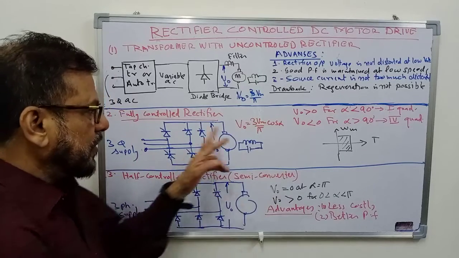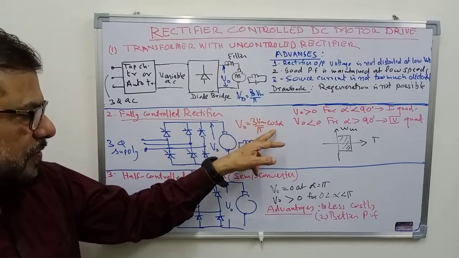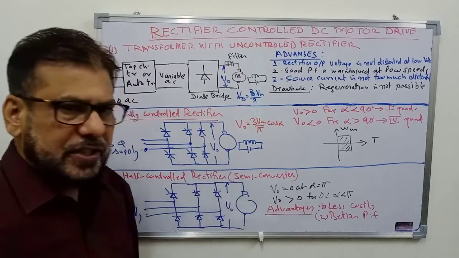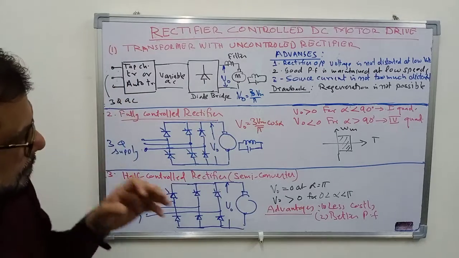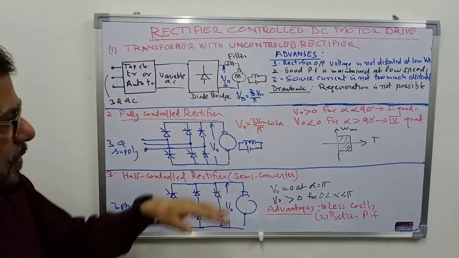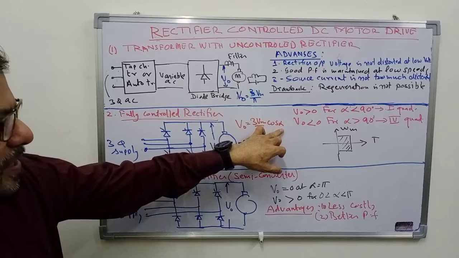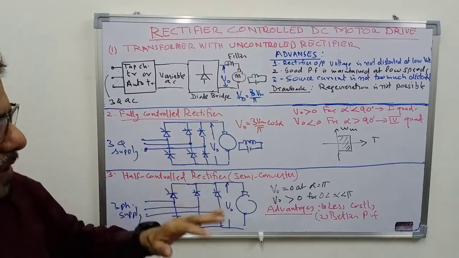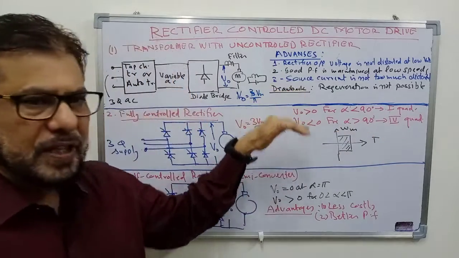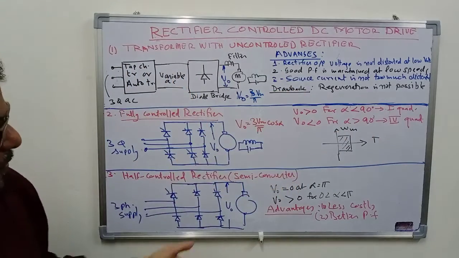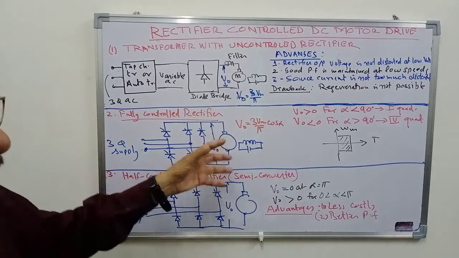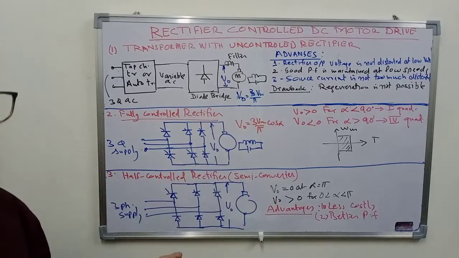For this particular case, output voltage will be 3 Vm by pi cos alpha. As we vary alpha, the average output voltage of the rectifier will change, so the speed of the motor will also change. If alpha is less than 90 degrees, V naught will be positive. If alpha is more than 90 degrees, V naught will be negative. So voltage here can be positive or negative, or you can say that the motor can run in positive direction as well as negative direction.